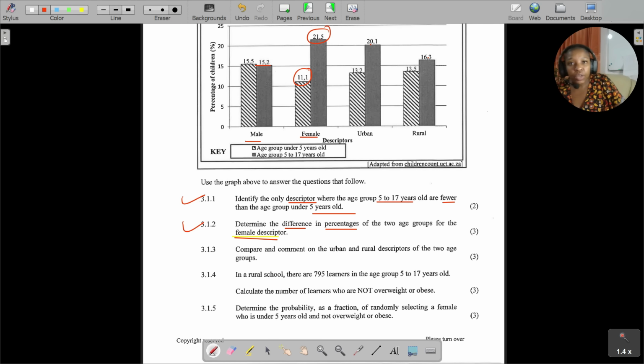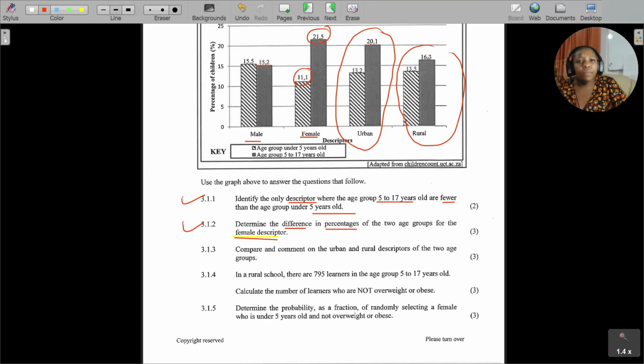So we want to look at the urban and we want to look at the rural, and we want to basically comment on these two. What are we basically seeing? Okay, so here it's just based on your own analysis. What are you noticing?